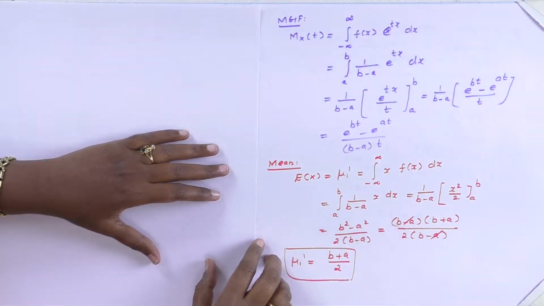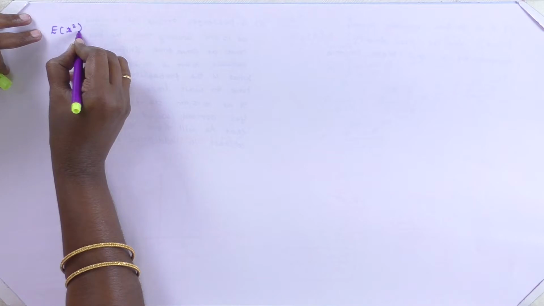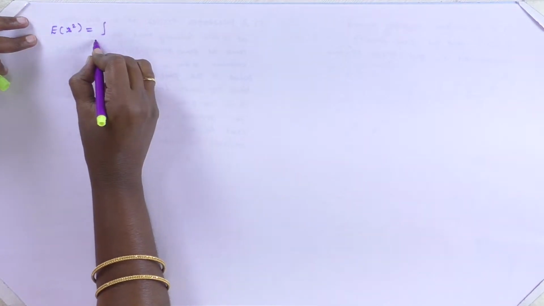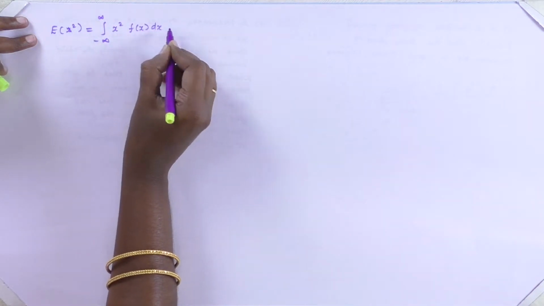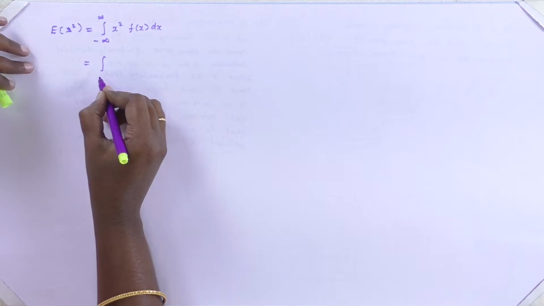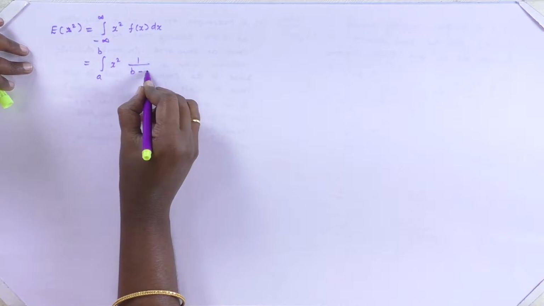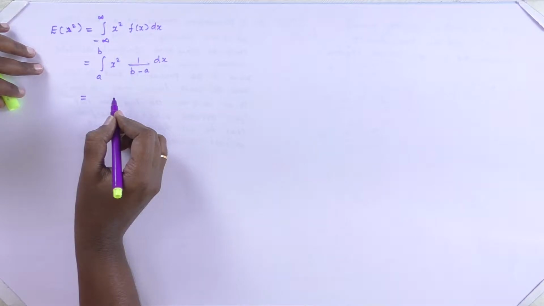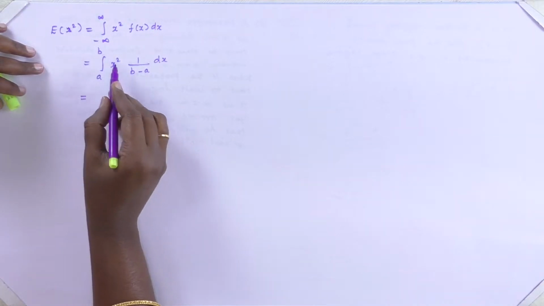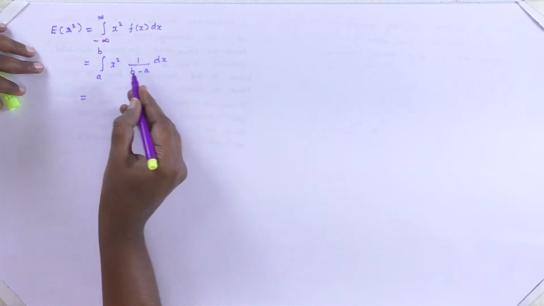Similarly, I have to find mu 2 dash by using the E of x square formula. We know the formula for E of x square, that is integral minus infinity to plus infinity x square into f of x dx. In general, we can write it like this. According to the uniform distribution, the limit varies from a to b, x square into 1 divided by b minus a, that is f of x, into dx. Now, 1 divided by b minus a is constant, you take it outside.